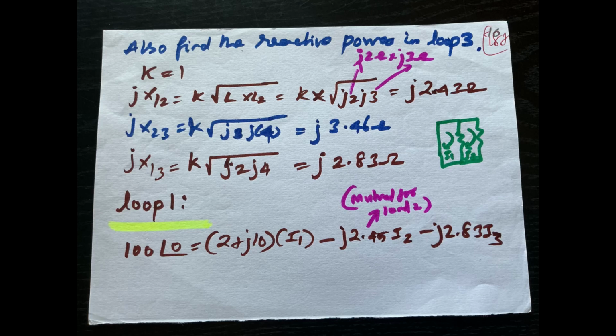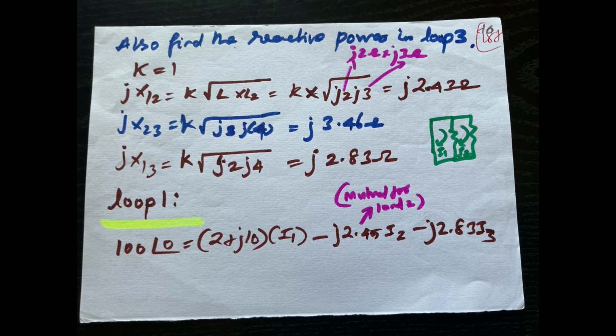Find the reactive power in loop 3. We already know K is 1. First, find the mutual inductance between loop 1 and loop 2, jX12. We already know the formula from previous classes. We explained that mutual inductance M is equal to K times the root of L1 into L2. Using that formula, we obtain the mutual inductance of the coils. L1 is the first coil's self-inductance, L2 is the second coil's self-inductance.